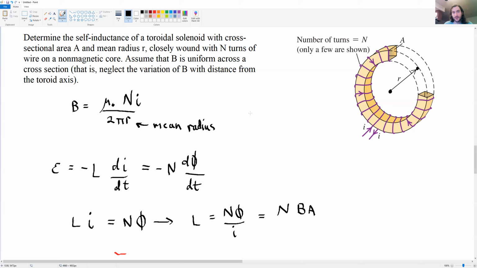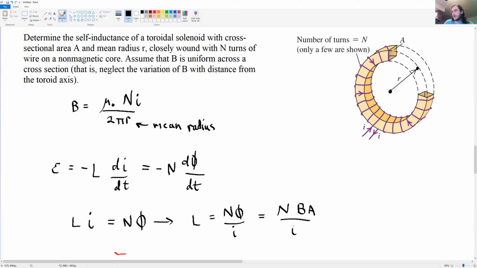That's not true. If we had a torus that was quite large, we probably shouldn't make that assumption. But in this case, it looks fine because the size of the coil there is smaller than the radius of the torus. So we can go ahead and make that assumption.